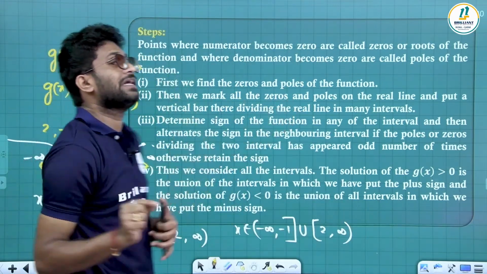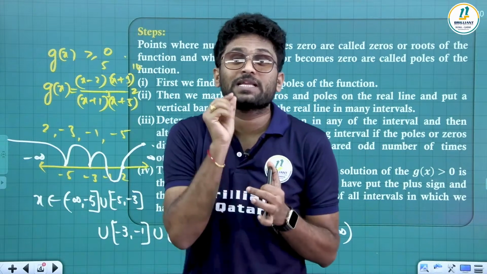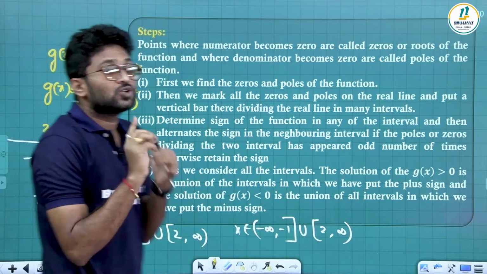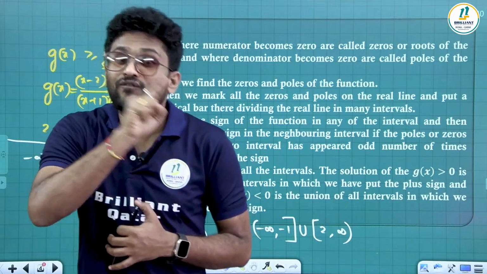Denominator poles shouldn't be included in the solution. That means these -1 and -5 should never be included in the solution.